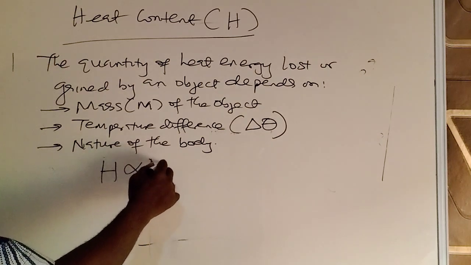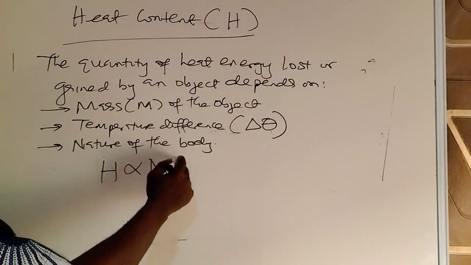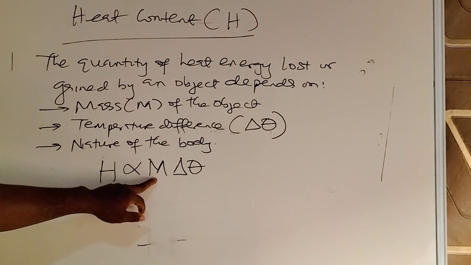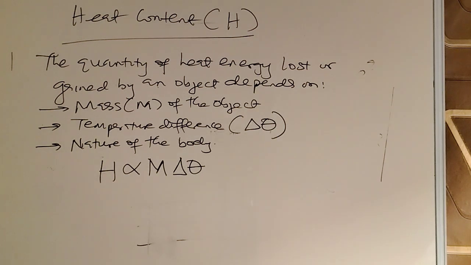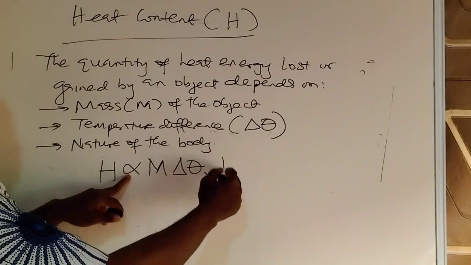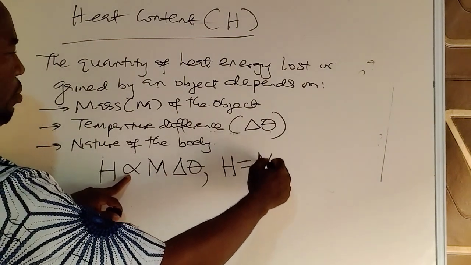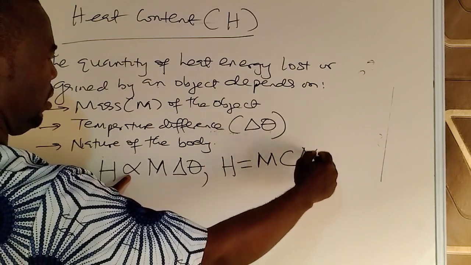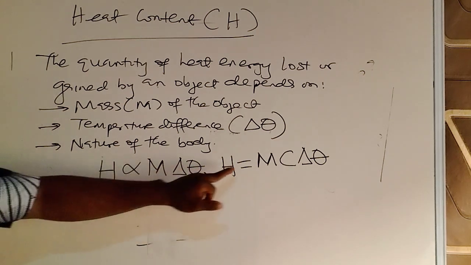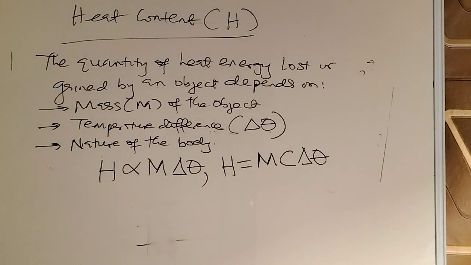very directly as proportional to mass and also to change in temperature. What it means is this: the higher the mass of the body, the higher the amount of heat it will lose or gain. So if you introduce a constant here, we replace the variation sign with equal to, MC, bringing a constant into the equation. Remove this, bring in the equality sign, and the constant now is your C. So the amount of heat an object loses or gains is given by the formula H equals MC times change in temperature.